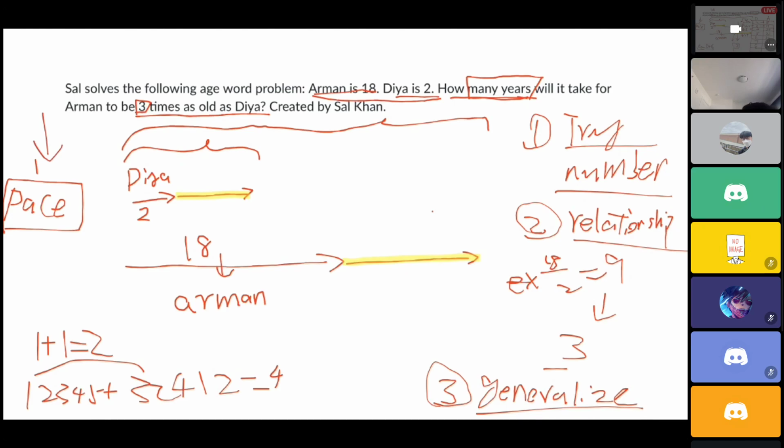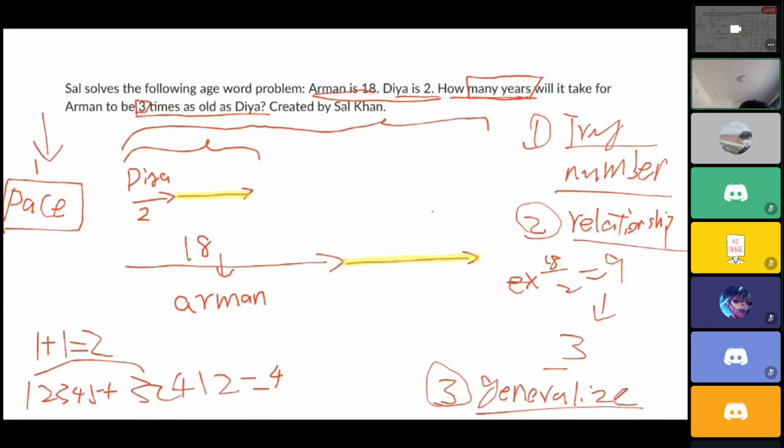Hello, guys. Kind of a disaster, honestly. Is this concept too hard for you guys to think about? Try numbers, figure out the relationship, and then trying to generalize what you found. Generalize is like describe what you found.